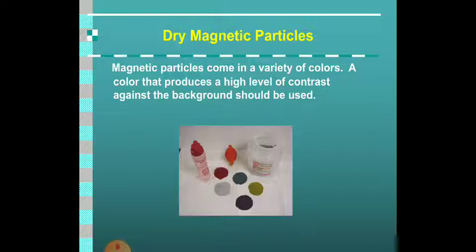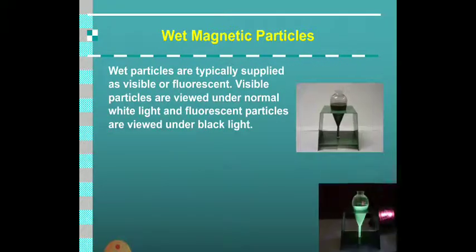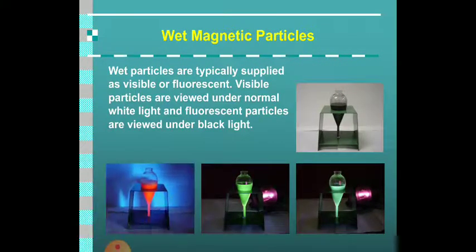And this is the wet magnetic particle that we're discussing. In the provision of this liquid, the dry particles are suspended in the liquid medium, and these wet particles are typically supplied as visible or fluorescent. The visible particles are viewed under normal white light and fluorescent particles are viewed under black light as well. So these suspensions provide nearly equal sensitivity.